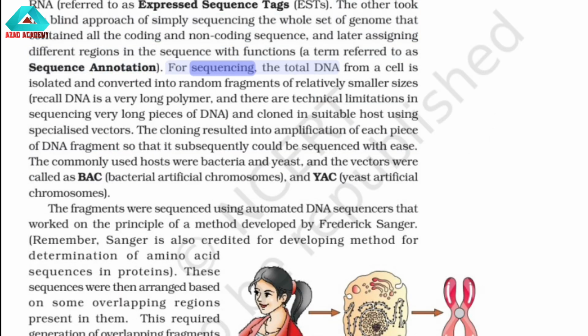For sequencing, the total DNA from a cell is isolated and converted into random fragments of relatively smaller sizes. Recall DNA is a very long polymer, and there are technical limitations in sequencing very long pieces of DNA. The fragments were cloned in suitable hosts using specialized vectors. The cloning resulted in amplification of each piece of DNA fragment so that it subsequently could be sequenced with ease. The commonly used hosts were bacteria and yeast, and the vectors were called bacterial artificial chromosomes and yeast artificial chromosomes.